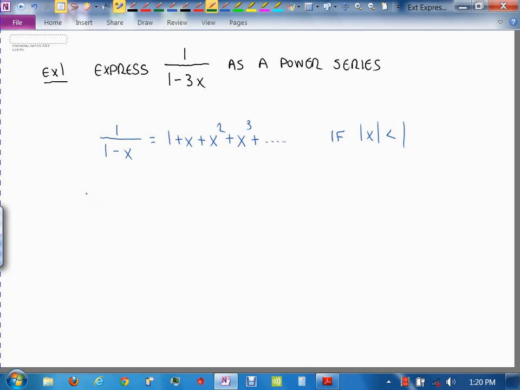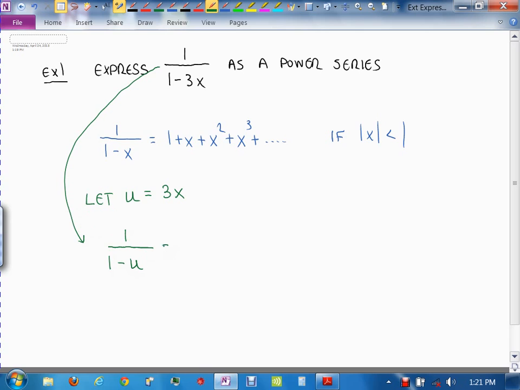Well, I can make this substitution. Let's let u be equal to 3x. Now this isn't like a substitution in integration, okay? I'm just making an algebraic substitution. Everywhere I see a 3x, I'm going to replace it with a u, right? So how would you rewrite this then? 1 over 1 minus u. And according to this blue part, that turns into what? 1 plus u plus u squared plus u cubed, as long as what? The absolute value of u is less than 1.